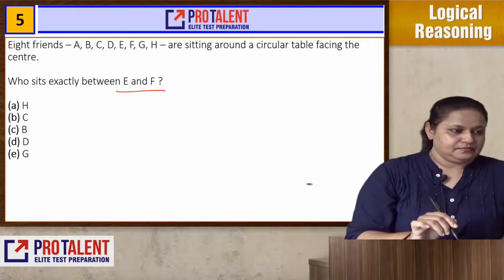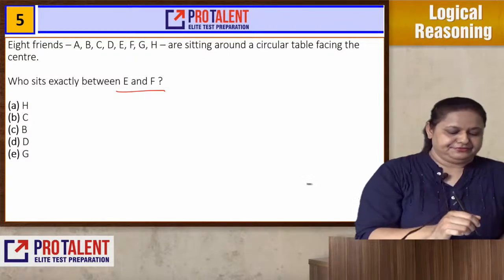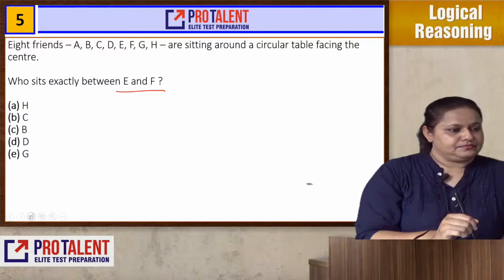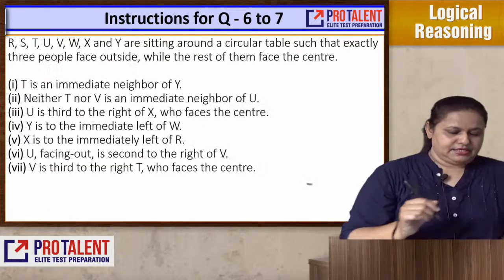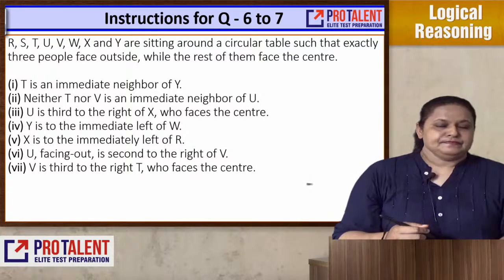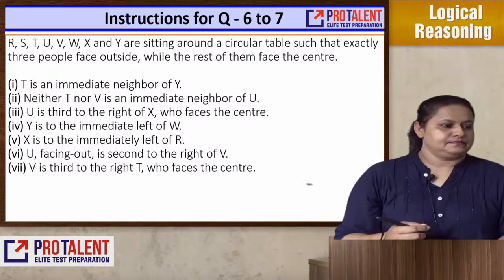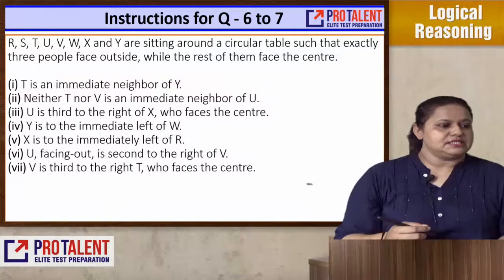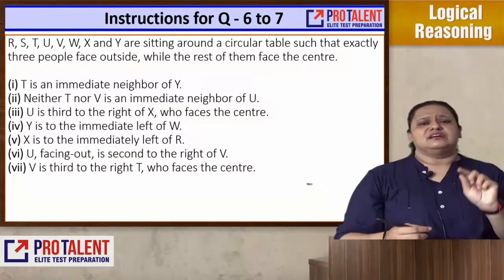Okay. Question number 5. Correct. Next question. Let's come down to the next set. D. Sinchan. Answer is D. Question number 5. Alright. Okay.